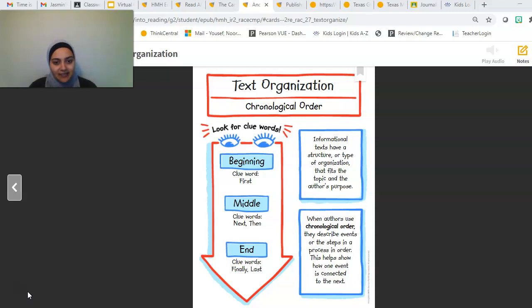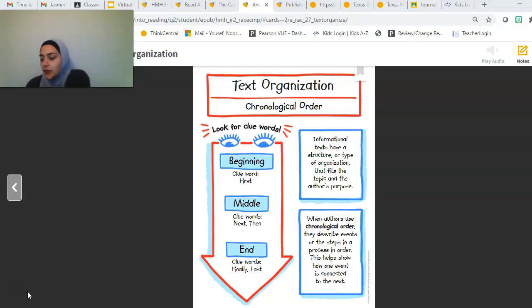So here it says the clue words for the beginning are first, the clue words for the middle of the story are next and then, and the clue words for the end of the story are finally and last. When the author uses chronological order, they describe events or the steps in a process in order. This helps show how one event is connected to the other. It makes the story make more sense, okay? That this happened because of this.